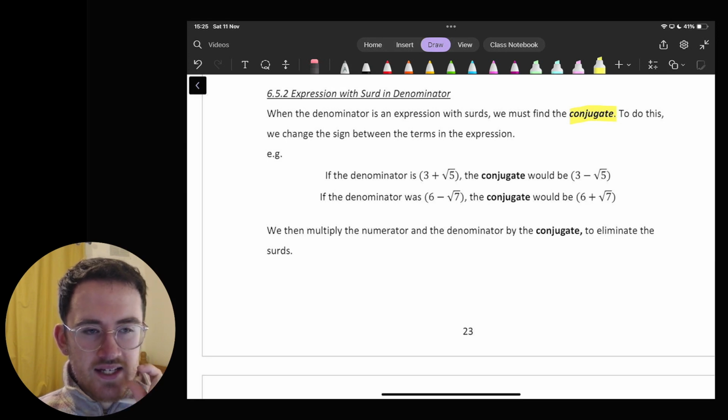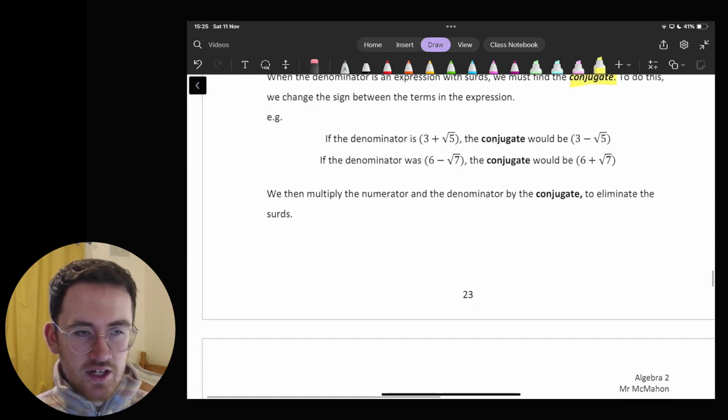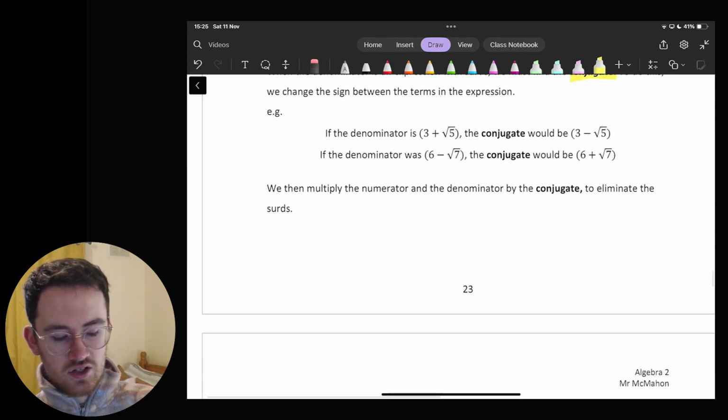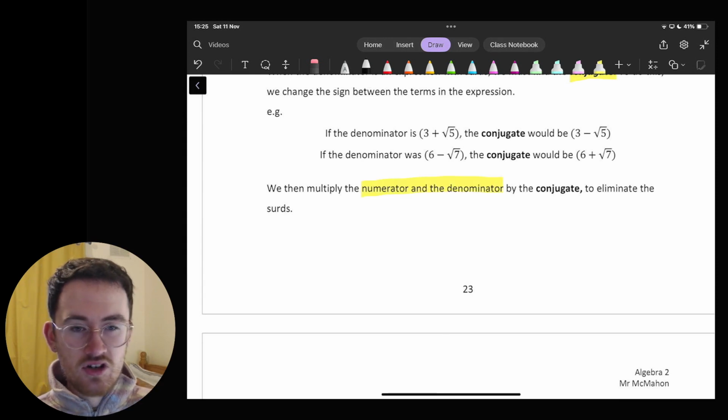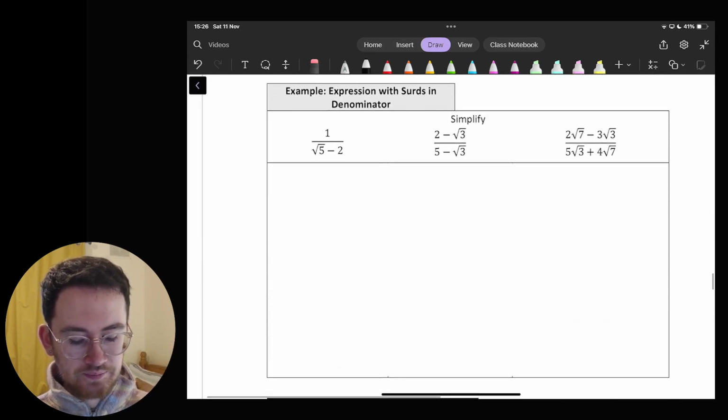Okay, the idea here is that by multiplying these expressions, we're going to be able to eliminate the surd part of the expression. So we multiply the numerator and the denominator by the conjugate to eliminate the surds. And that's important as well. It has to be both numerator and denominator. And that's just our usual rules. We can't multiply part of a fraction. We have to multiply both sides, both the top and the bottom of the fraction.